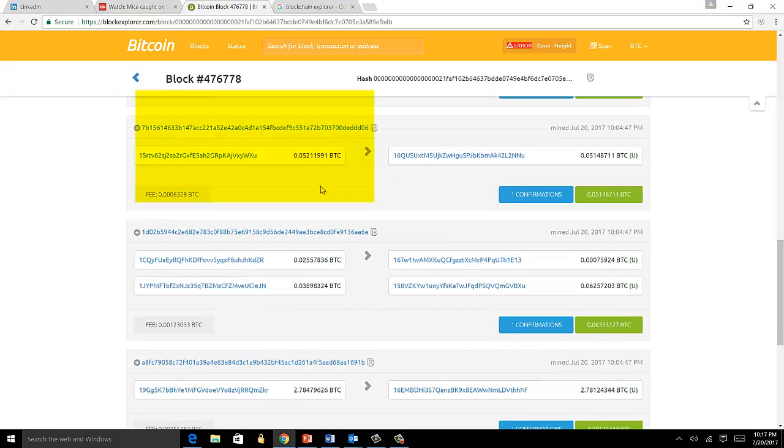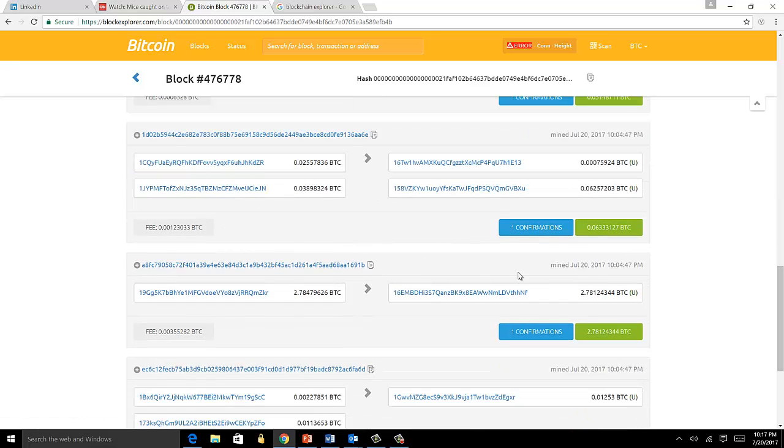So let's look at one of these transactions so you understand. See, on the left, we have the person is sending 0.052119991 Bitcoin to the person on the right. But wait, there's something going on here. On the left, all we have is 0.051487111. So it's less than what was on the right. What's the difference? Well, the difference is the transaction fee. As you can see, every single transaction has a transaction fee.